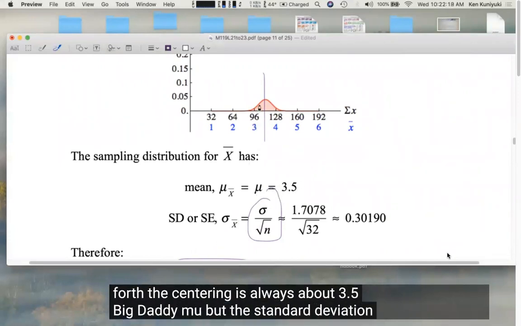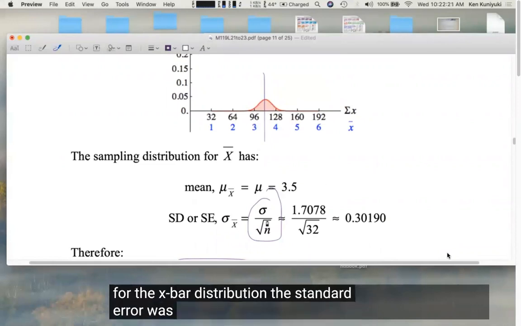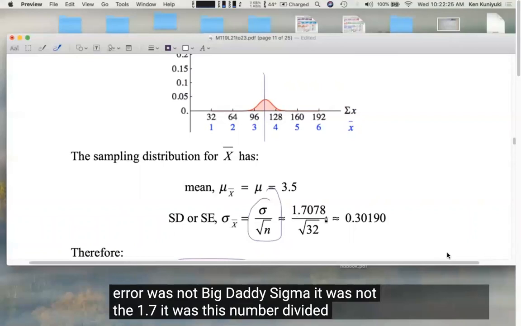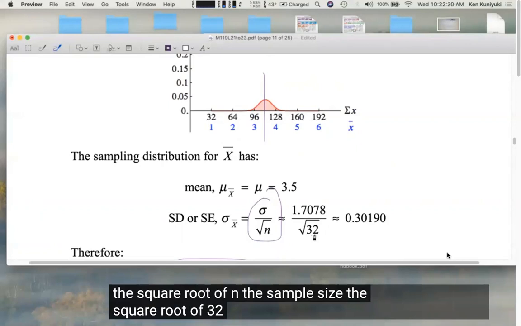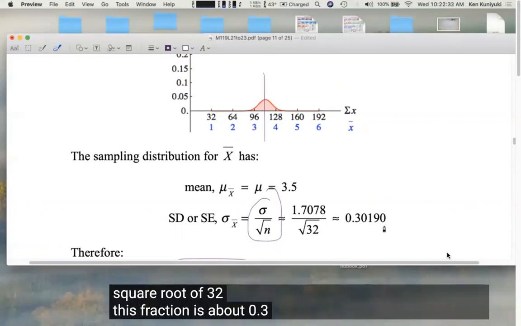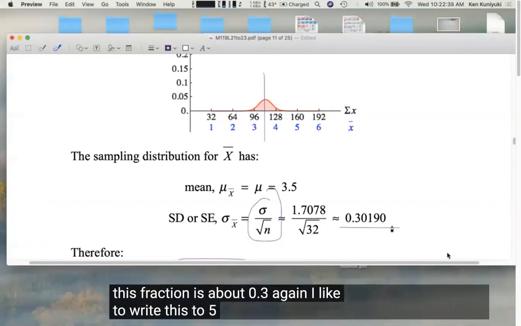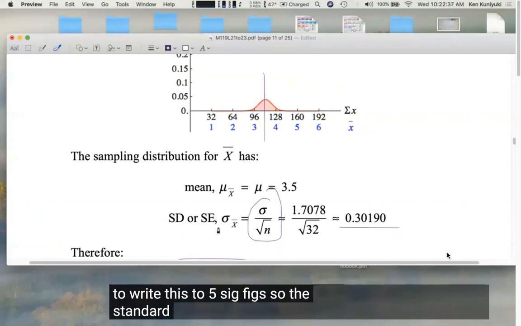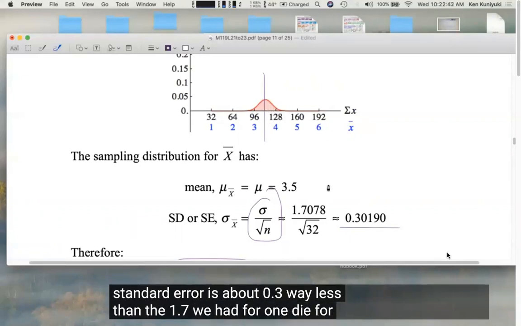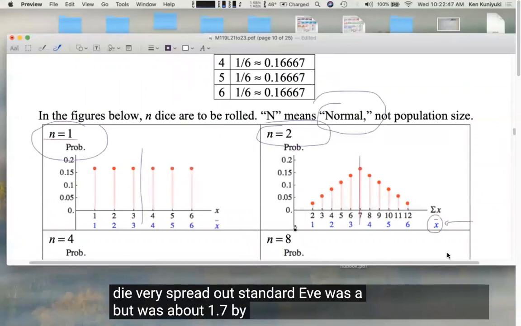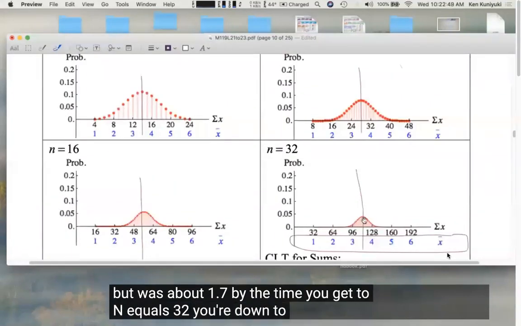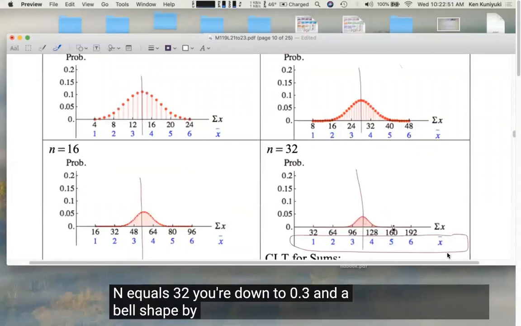But the standard deviation for the x bar distribution, the standard error, was not Big Daddy sigma. It was not the 1.7. It was this number divided by the square root of n, the sample size, the square root of 32. This fraction is about 0.3. Again, I like to write this to 5 sig figs. So the standard error is about 0.3, way less than the 1.7 we had for 1 die. For 1 die, very spread out, standard dev was about 1.7. By the time you get to n equals 32, you're down to 0.3. And a bell shape, by the way.